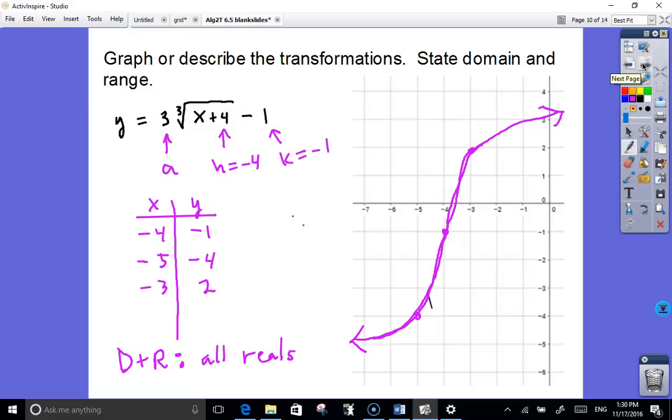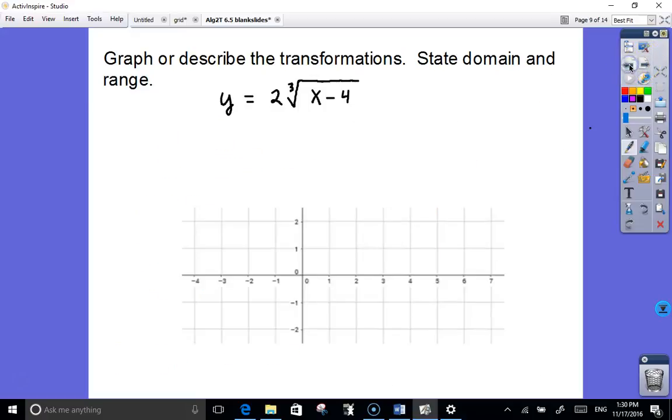Okay, let's try another one. Let's see if I missed one. Yeah, I did, didn't I? So let me go back and do this one. Okay. So let's see. What is going to be the center of this S? Positive 4, 0. Good. 4, 0. So let me go over here. 4, 0. Okay, let's make a little table of values here.